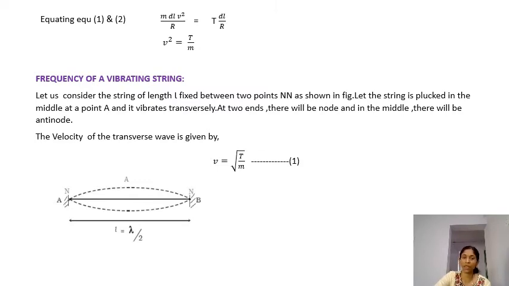Let me recap the velocity of a transverse wave. We are considering a string. We consider a part of the string and draw a circle over it, and we consider the two forces acting on the string: one is the centripetal force, and the other is the tension force. At equilibrium, we equate these two forces. From this equation, we arrive at the velocity of the transverse wave: v square is equal to T divided by m.